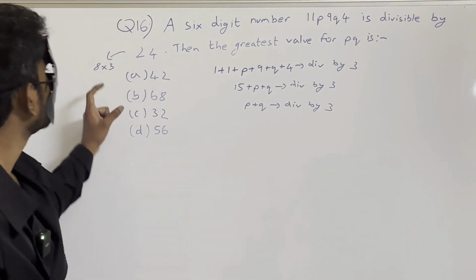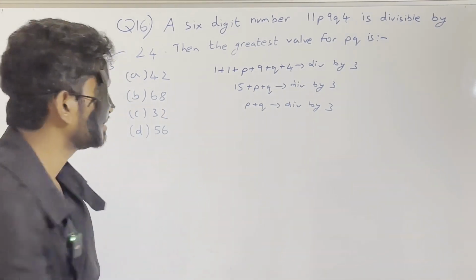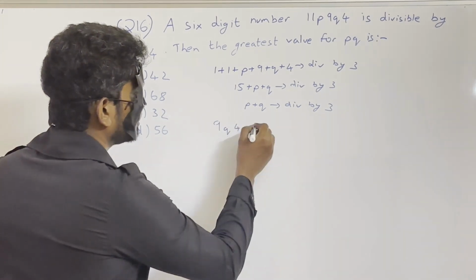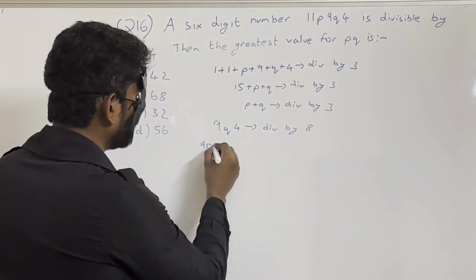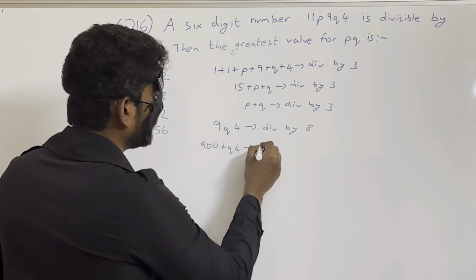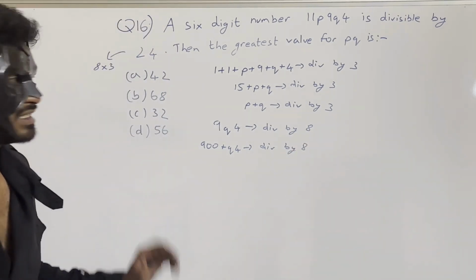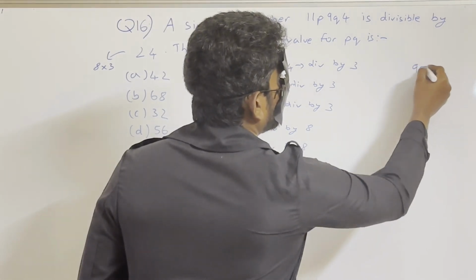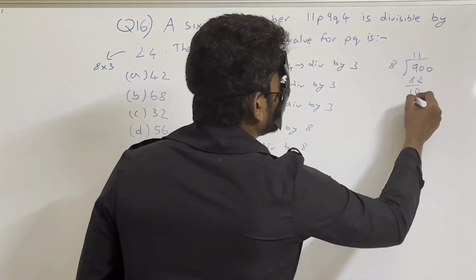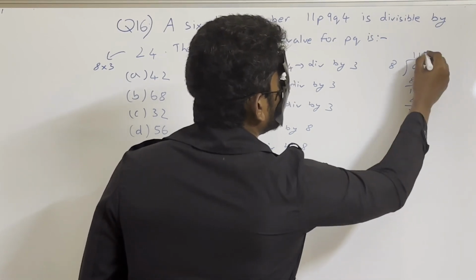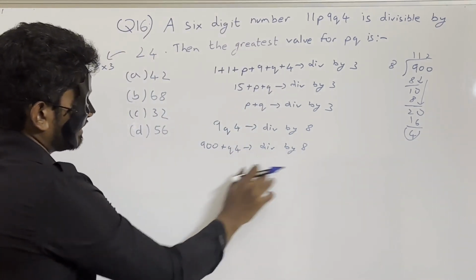Now next one is, it is divisible by 8 also. What is the divisibility criteria of 8? That is nothing but last 3 digits should be divisible by 8. So that's nothing but 9Q4, this number should be divisible by 8. This I can write as 900 plus Q4 is divisible by 8. Now here let's divide 900 by 8. What will we get? 8 ones are 8, 2, carry 20, 8 twos are 16, remainder will be 4.